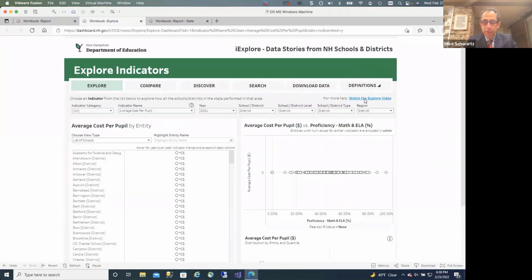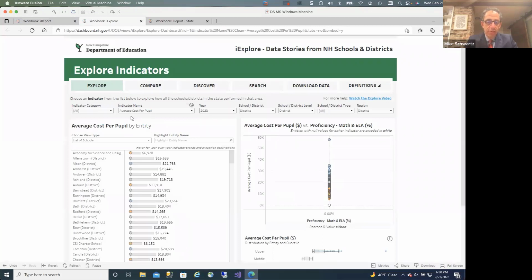It didn't, so let me change the year back here to 2020. And now we're in iExplorer, we're looking at that same indicator, cost per pupil, but now we're seeing it for all districts across the state. And you can choose which districts you want to look at, or you can look at certain districts. But iExplorer lets you explore these different types of indicators.